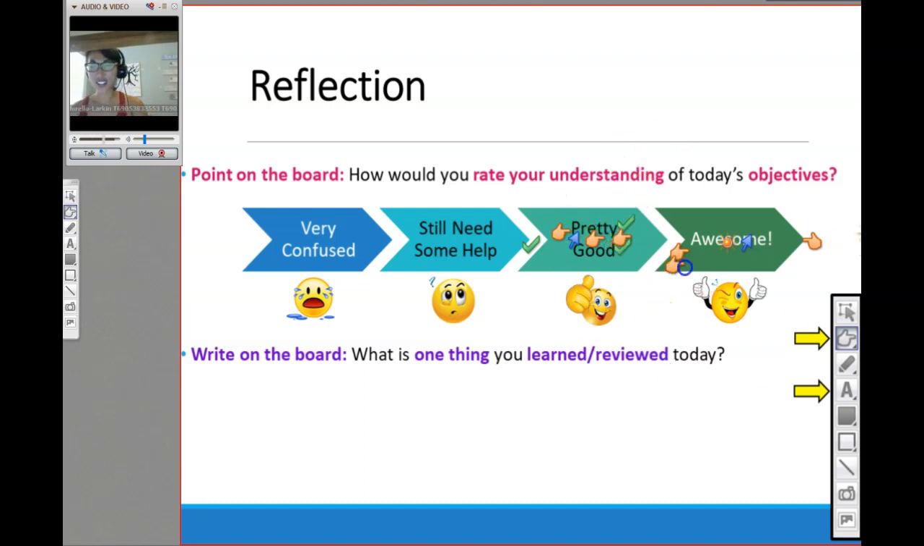Looking good. All right. I'm glad we're feeling pretty good. Some of us are feeling awesome. I love it. If you're ever on this side, don't be shy. Come to support session and I can help you with anything that you're confused about. Always think to yourself, what's one thing that you learned or reviewed today so that you can begin to solidify that in your mind. So be intentional. Think about, what have I learned today?